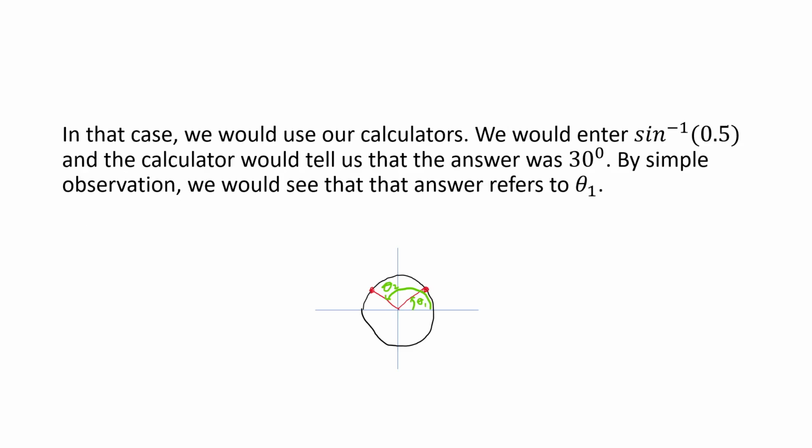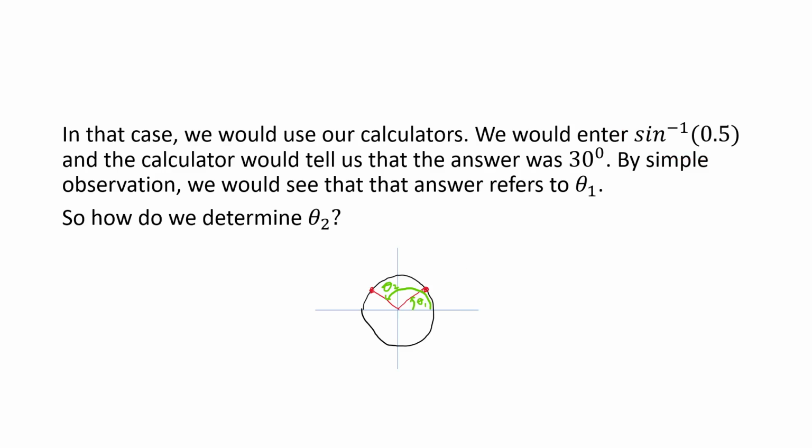And here's what we would do. We would enter sine inverse of 0.5, and the calculator would tell us, if we're in degree mode, that the answer is 30 degrees. Now that answer will refer to one of the angles on the outside of the unit circle. Just by looking at this, again, remember this is always 0 degrees. 0 degrees is always located there. We can say, okay, rotating in a positive direction, I see that this initial angle here, that's my 30 degrees. All right, so I'm happy with that.